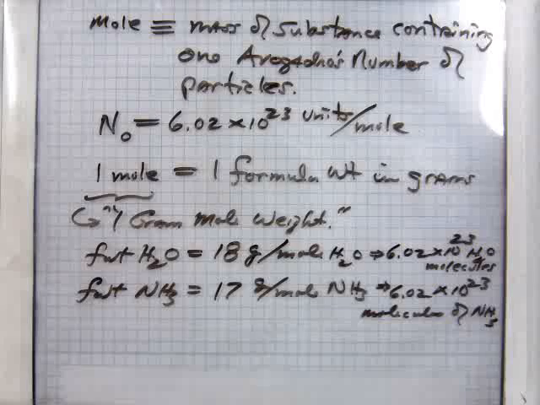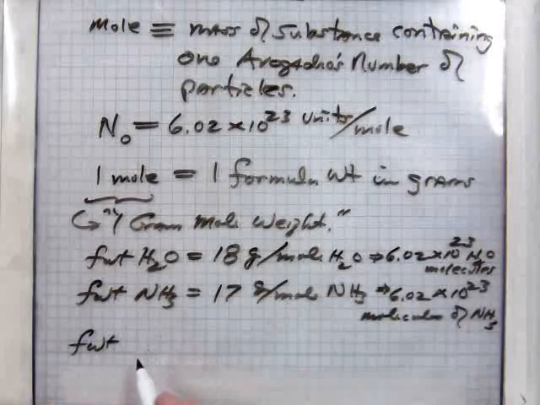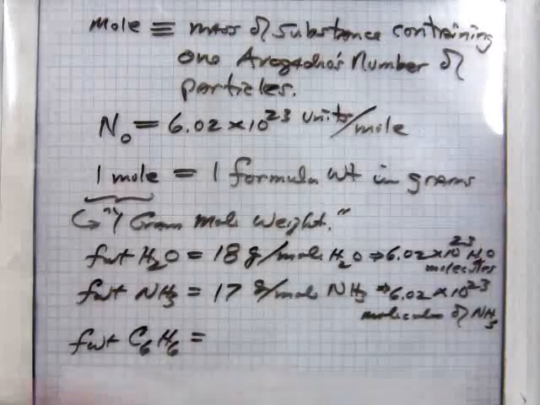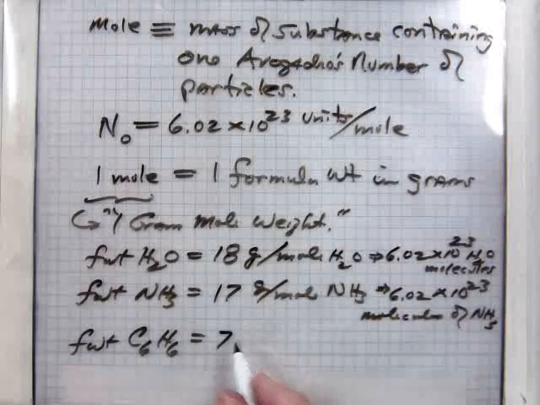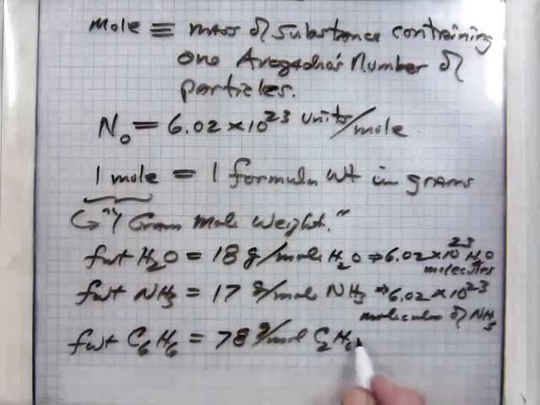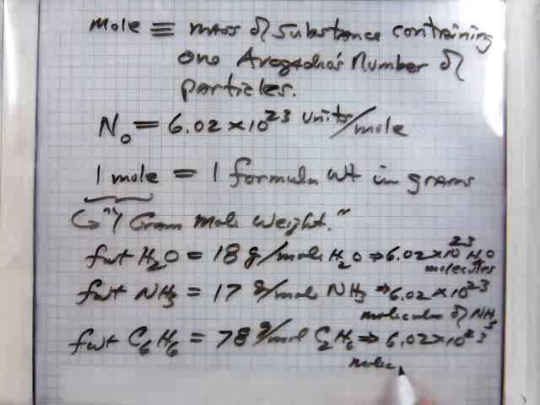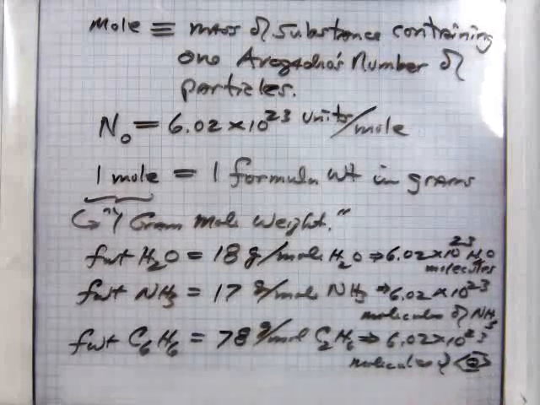Even the more complex molecules, really not that complex, like the formula weight of, say, benzene, C6H6, is 78 grams per mole, and contains 6.02 times 10 to the 23rd molecules of benzene. Benzene looks like a hexagon ring with a circle in the middle of it.